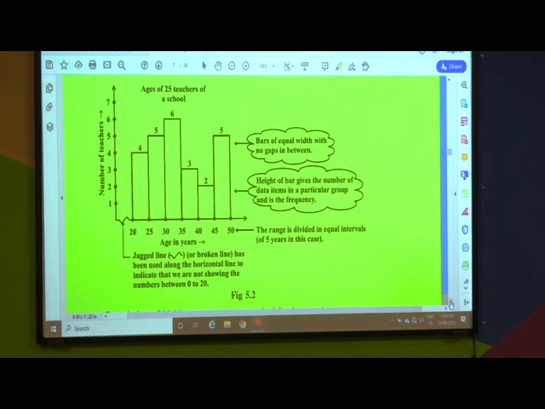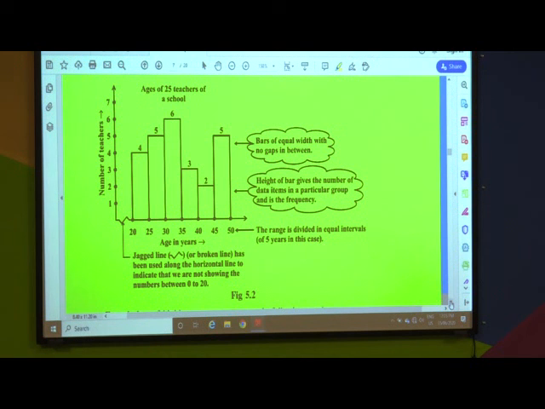X axis, some line is present there. That too, a broken line or a crooked line is present there. Why is it present? Let us see. What is the data present on the x axis? 20, 25, 30. What is this? It is age in years.